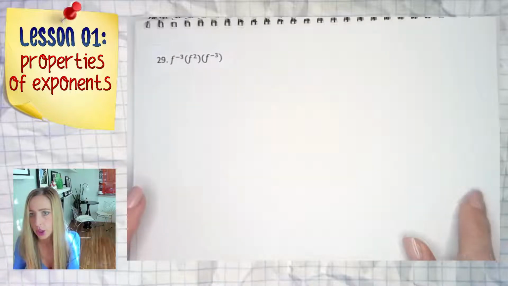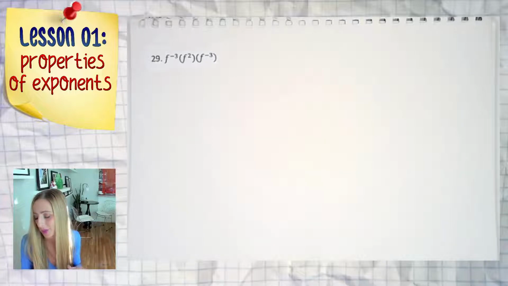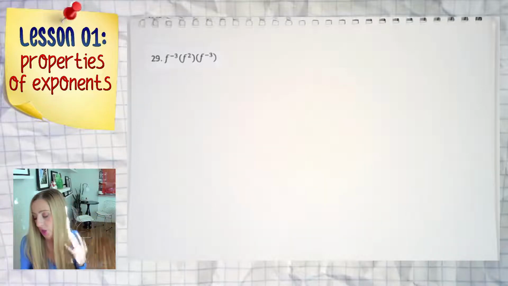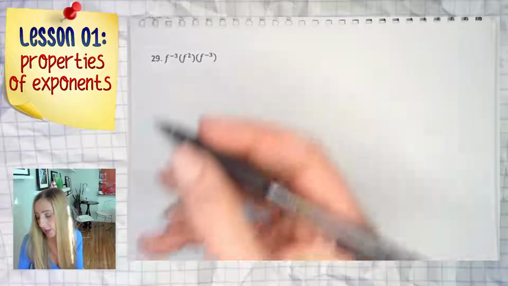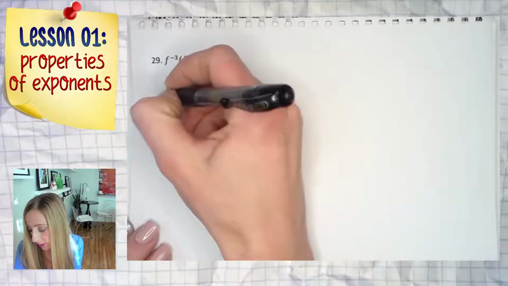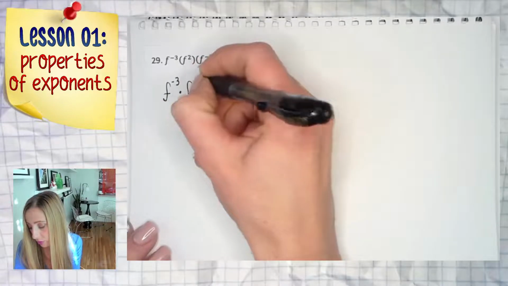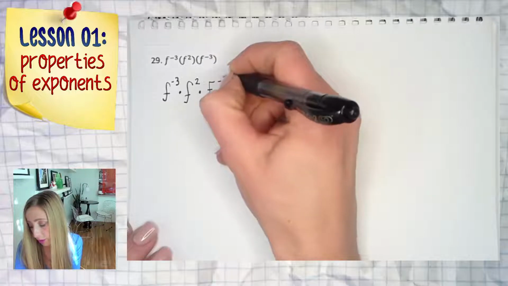And issue number two, why people may have a hard time with something like this, is you guys get really, really weird when the presentation of multiplication is switched up. So parentheses, side by side, dot, it's all multiplying. So if it makes you feel any better, this is the same as f to the negative third times f to the second times f to the negative third.